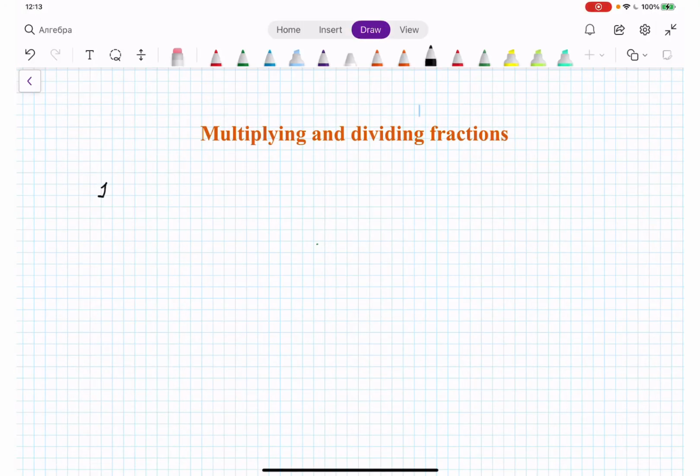Question number 1, 14 over 9 times 7 over 2. So 14 over 9 times 7 over 2 is equal. We multiply numerator by numerator, denominator by denominator. Now, during the multiplication process, we can simplify any numerator with any denominator, which means this is going to be 1, this is going to be 7.